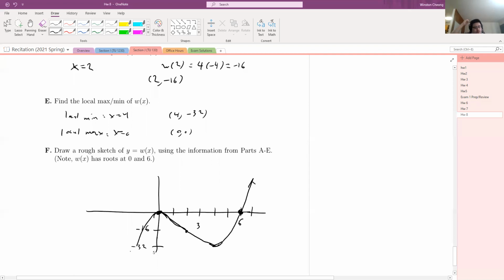Yeah. And so there you go. That's the rough sketch of this.